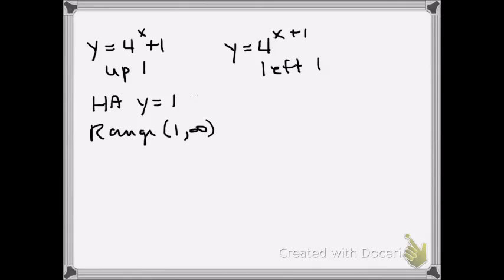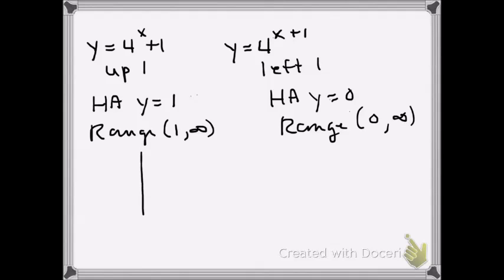Whereas the graph on the right here will have the same asymptote as just 4 to the x, y equal to 0, with the range from 0 to infinity. So here's a graph up 1 unit. So here's our horizontal asymptote, and it's an increasing graph.